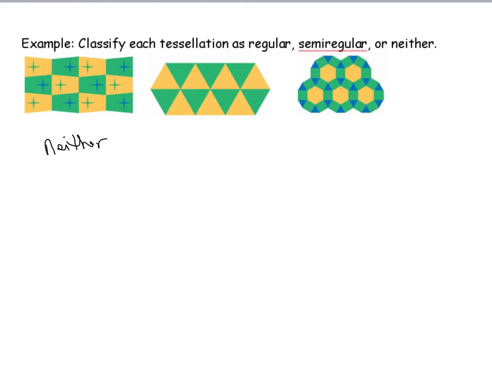The next one's nice and easy because they have all equilateral triangles here, so this would just simply be regular. And then this next one has a little mixture. It's got the triangles, the square, and the hexagon. So these are all regular, but since it's not all the same figure, this is going to be a semi-regular.